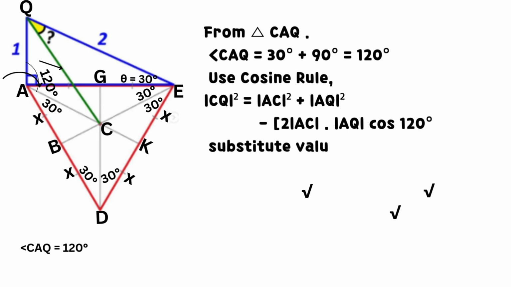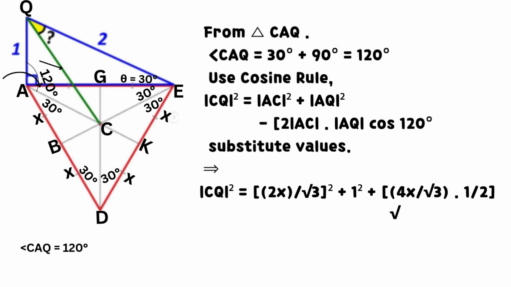Use the cosine rule for the square of line CQ, as shown on the screen. Substitute values and we have that the square of line CQ equals the sum of the square of 2 times x divided by the square root of 3 and the square of 1, plus half the product of 4 times x divided by the square root of 3 and 1, which equals the sum 4 times the square of x divided by 3 and 1 plus 2 times x divided by the square root of 3. We call it equation 1.